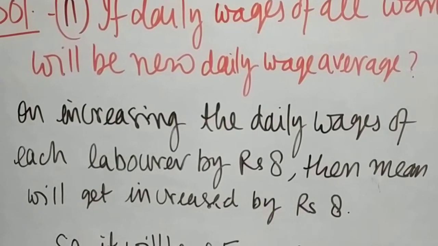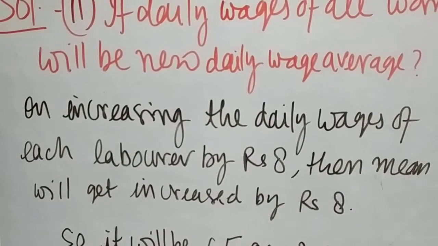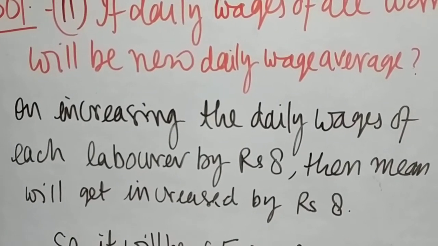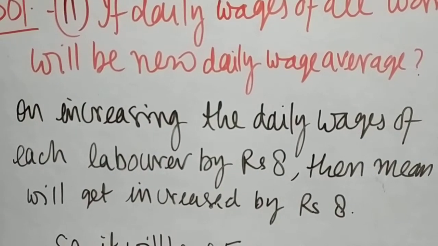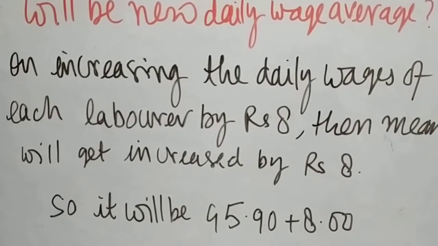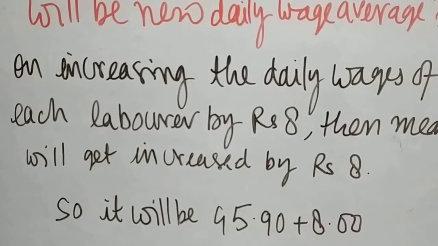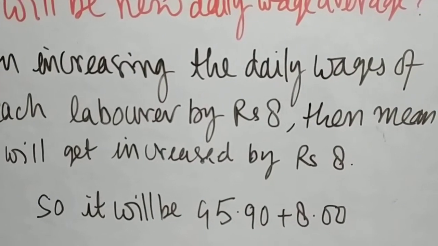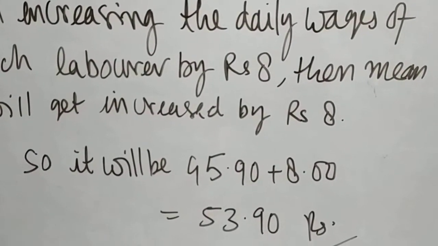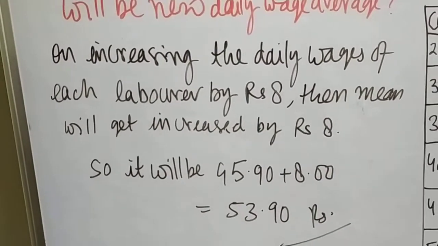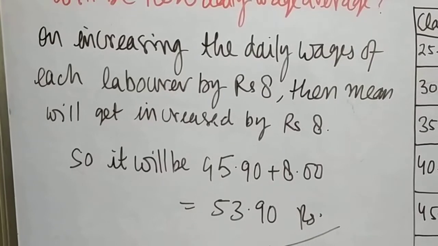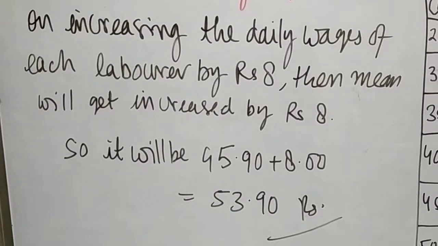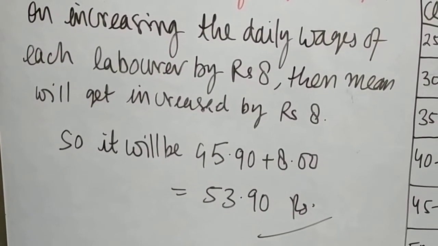When you are increasing or decreasing each activity, or each labor, each observation, then the mean will increase or decrease accordingly. So the average will be 45.90 we have calculated earlier plus 8. So it is 53.90. Simple. Just remember this. There are so many ways to solve this problem, but this is the simplest one and logical one also.